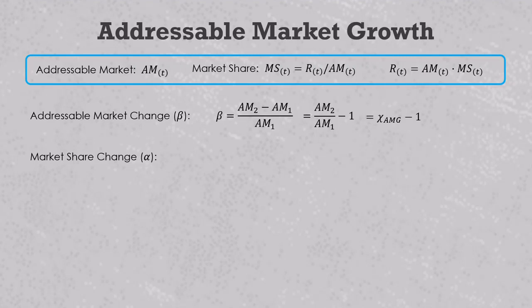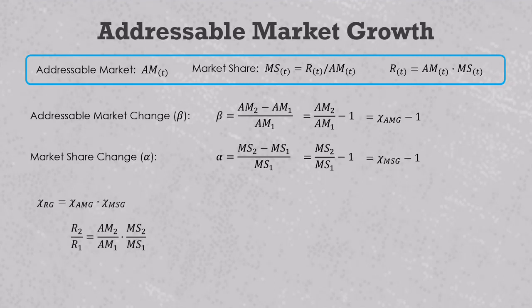Alpha is the percent change of a percentage, delta MS over MS1, and this is the same as MS2 over MS1 minus 1, or the market share growth equity return multiplier minus 1. Now, in the domain of equity return multipliers, revenue growth is the product of the addressable market growth and market share growth, and we can replace the latter two fractions with 1 plus beta and 1 plus alpha. This allows us to solve for alpha, which is R2 over R1 divided by 1 plus beta, then minus 1.